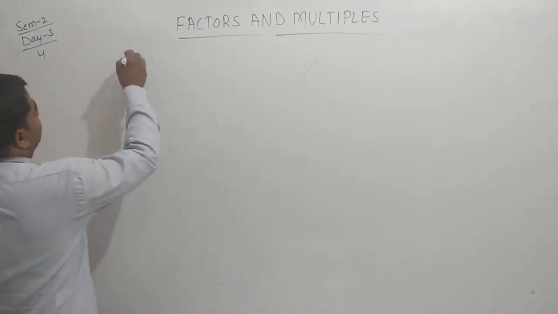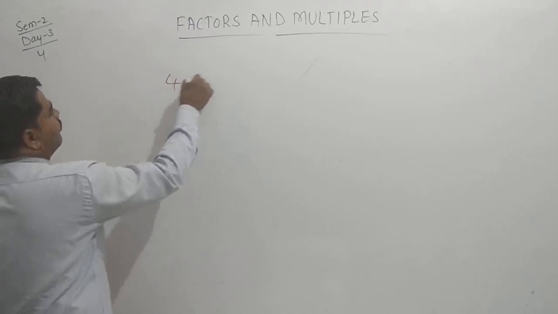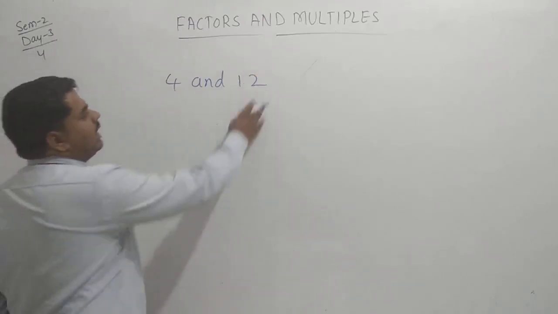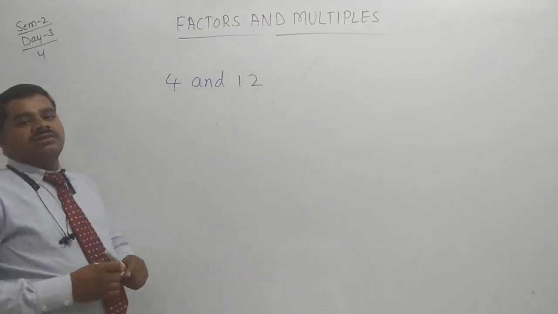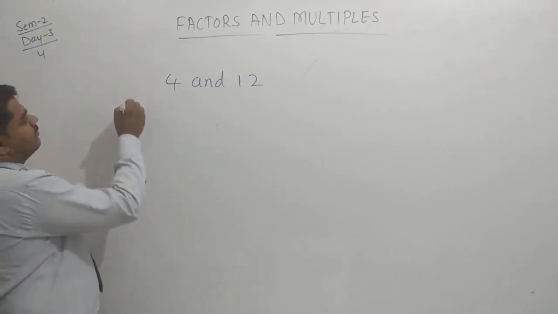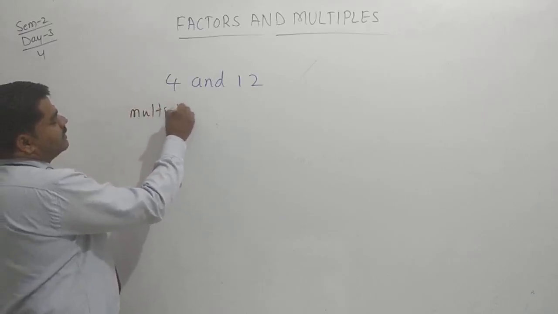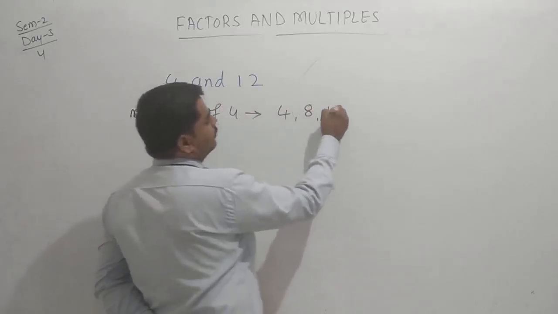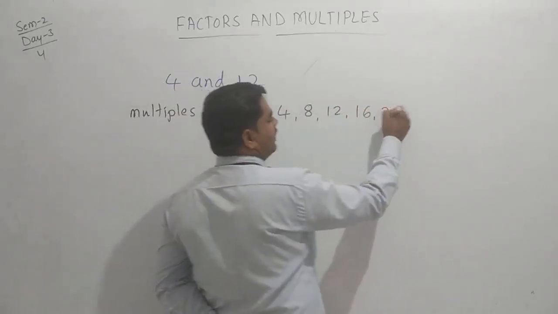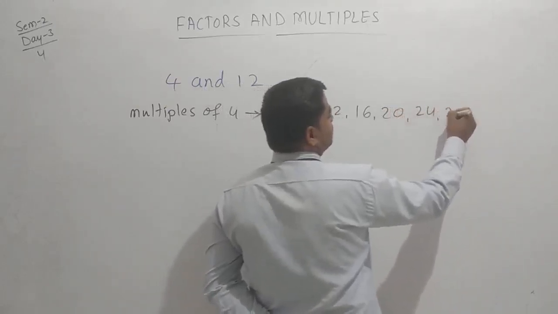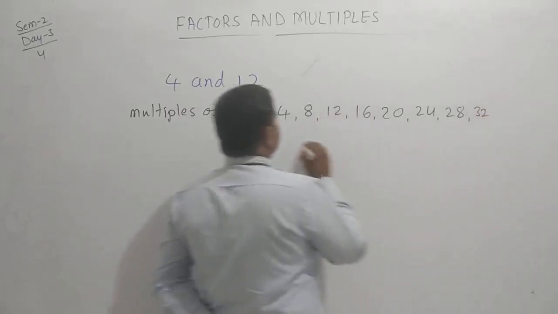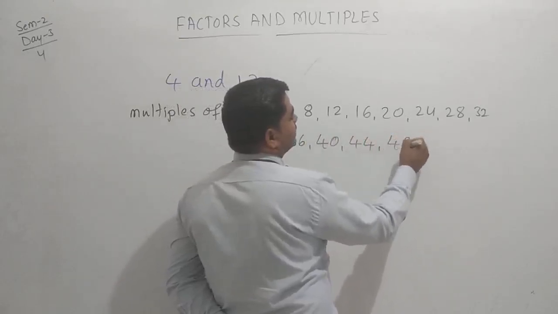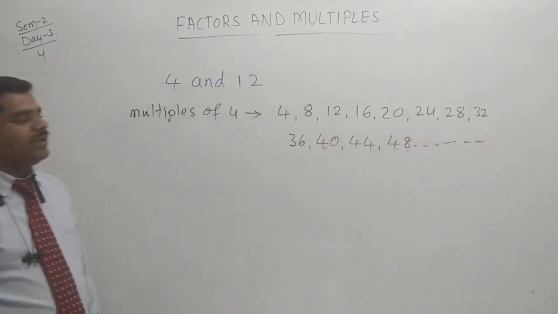Here there is a number. You can take 4 and 12. Now write the first few multiples of 4. We can write 4 ones are 4, 4 twos are 8, 4 threes are 12, 4 fours are 16, 4 fives are 20, 4 sixes are 24, 4 sevens are 28, 4 eights are 32, 4 nines are 36, 4 tens are 40, again 44, 48, and it continues like this. These are the multiples of 4.